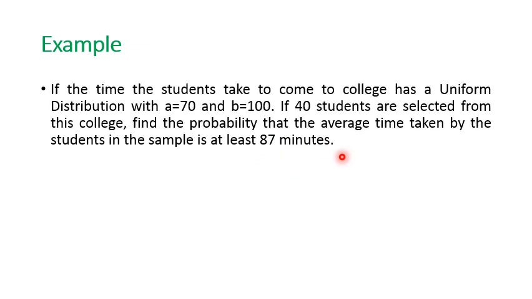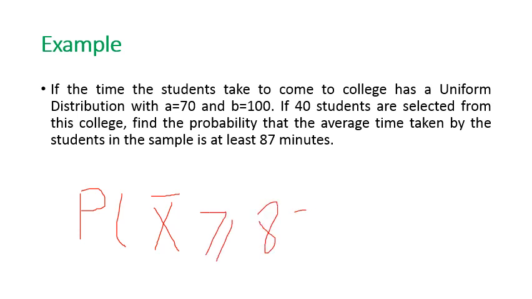So the first point, we should look at the probability in the question. Now in this question, he is asking about a probability related to the average time, not the time itself, related to the average time taken by the 40 students in our sample. We want to find the probability that this average is at least equal to 87. So the probability statement is: the probability that the sample average x bar is greater than or equal to 87 minutes.